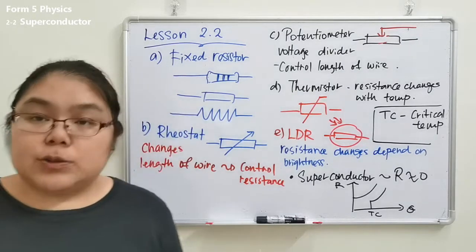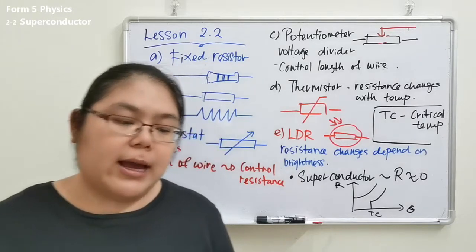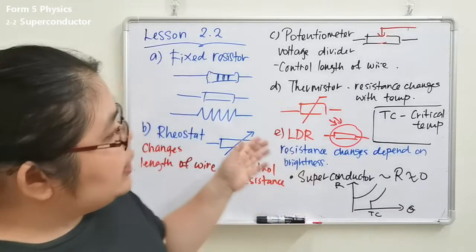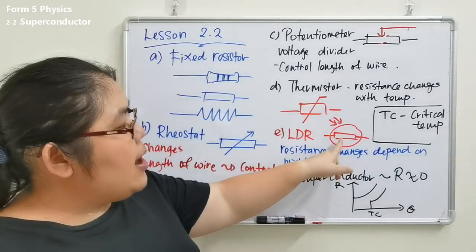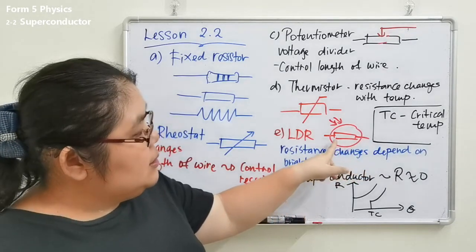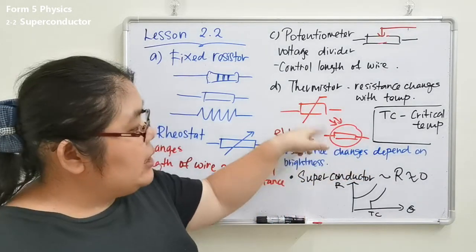Okay, we're going to see the last one. The last one is the LDR, light dependent resistor. So you're going to see here the symbol for the LDR. It is almost the same as the resistor, but they add a circle, and after that they add arrows.